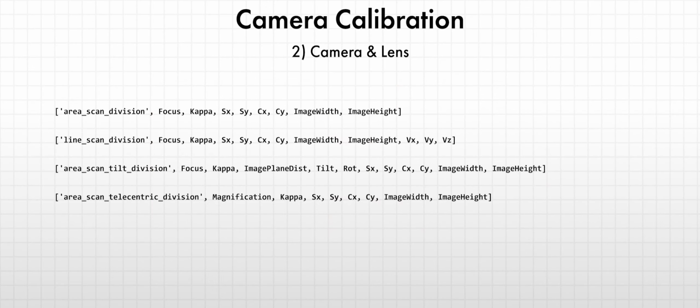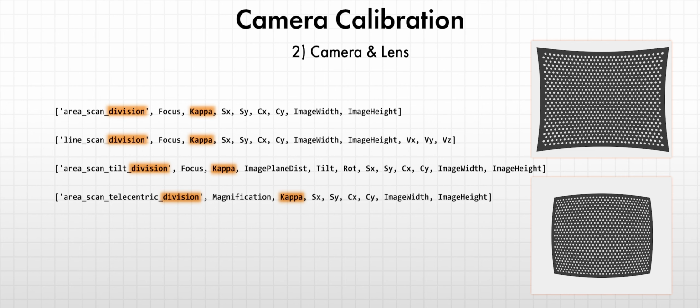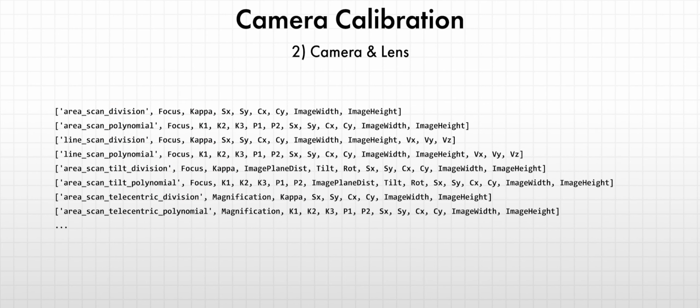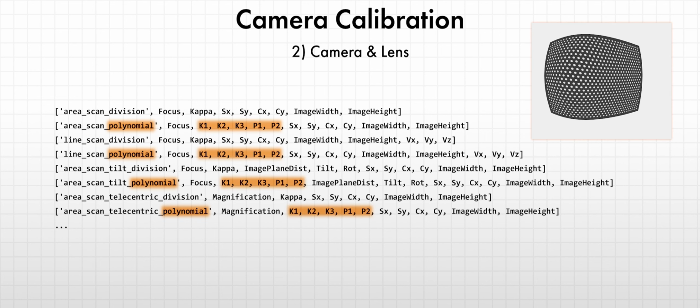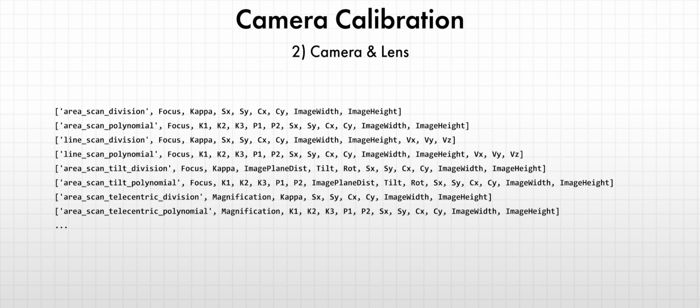HALCON includes two distortion models. The division model uses one parameter to model radial distortions. The polynomial model uses 5 parameters to model radial and decentering distortions. Typically, the accuracy of the division model is sufficient for most applications. Additionally, working with the division model is usually faster.